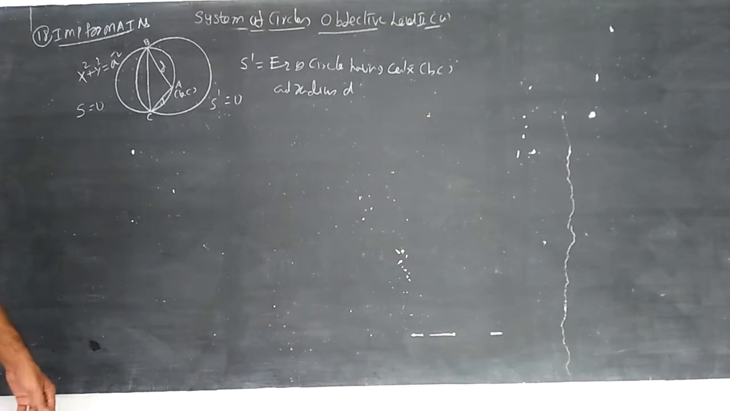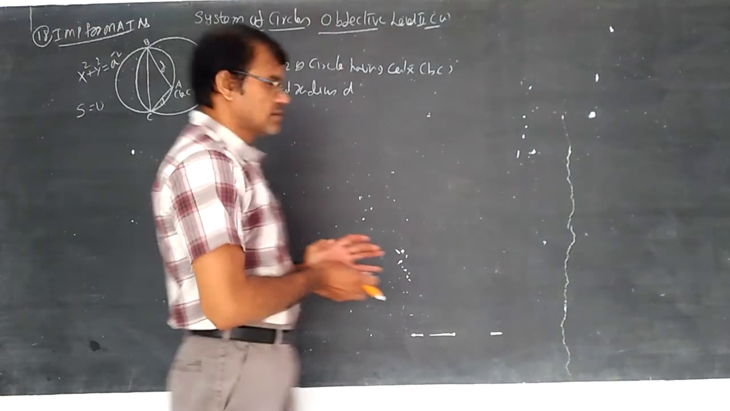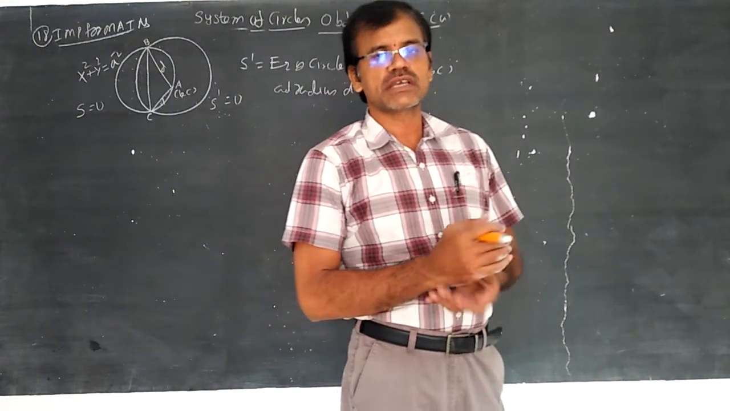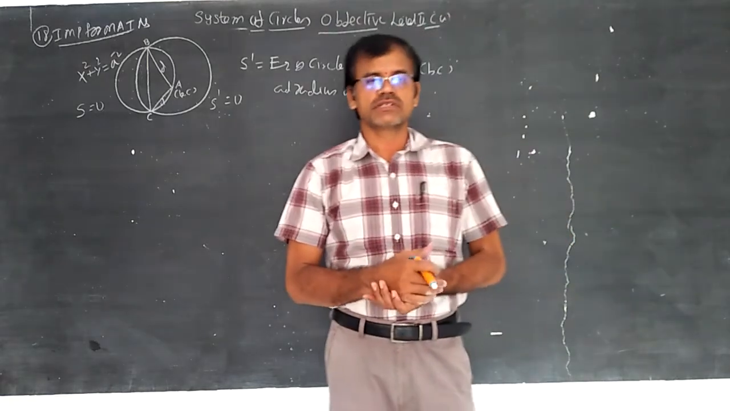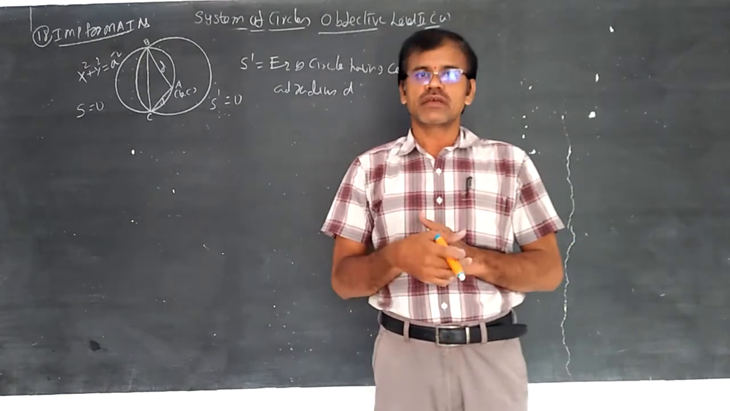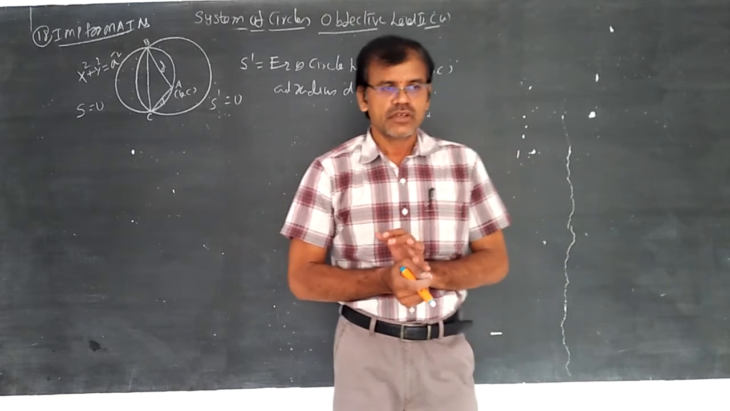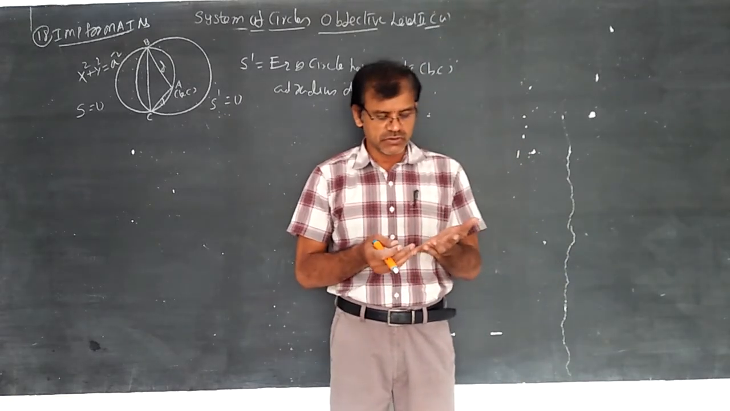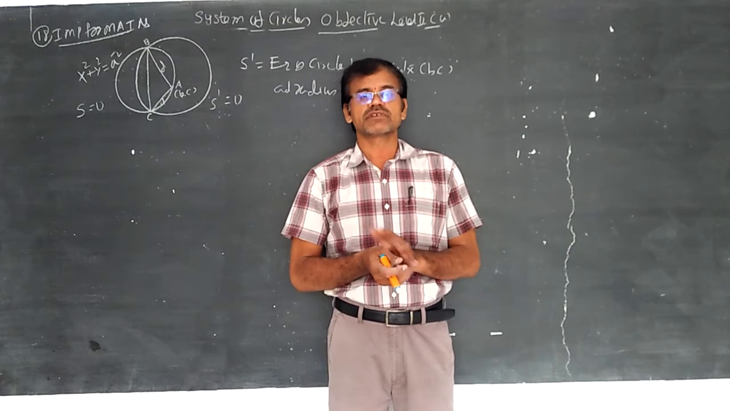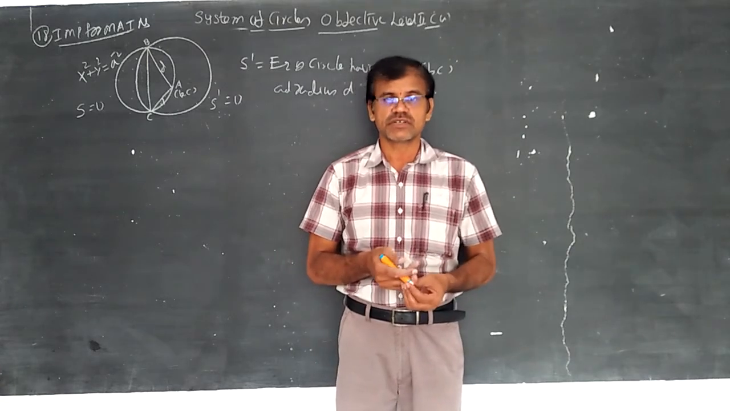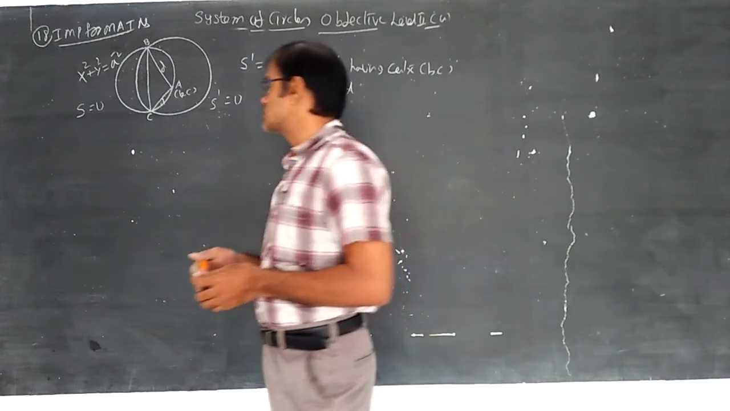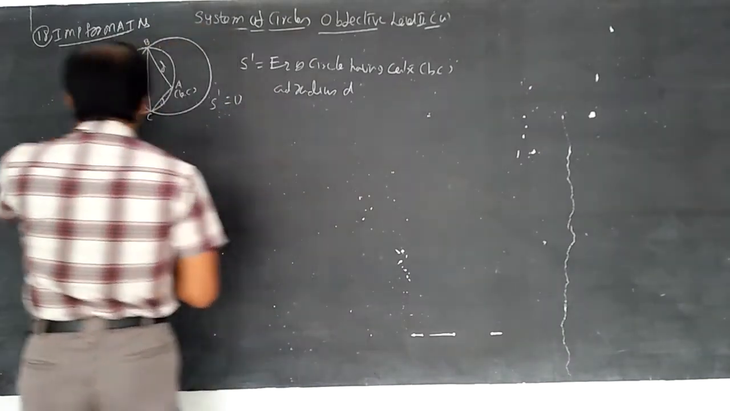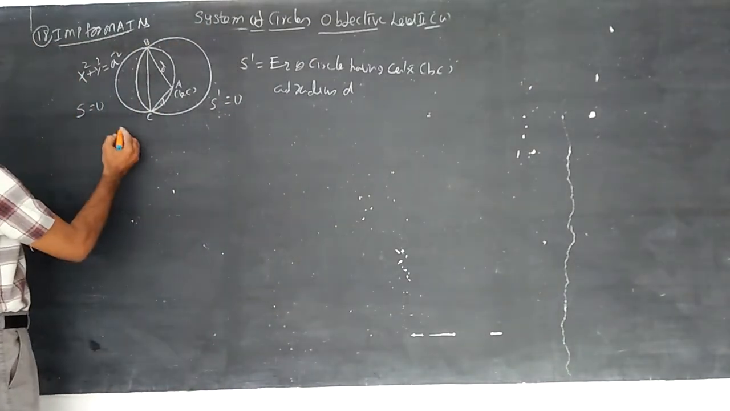You should try to understand the concept that is being given in the question. Let us consider the circle which has center B comma C and radius D. Then we will get an equation S dash is equal to 0. Whenever we get the equation S dash is equal to 0, you can understand the equation of the radical axis is S dash minus S is equal to 0. So S dash minus S is equal to 0 is the radical axis.